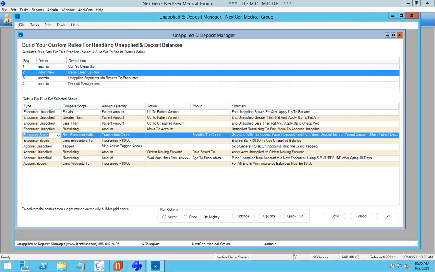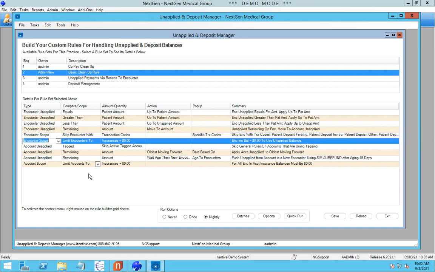But if we read this, encounter scope, skip encounter with certain transaction codes, again, this one is primarily just to avoid conflicts with our other rules. This next one, though, is even more important. This says, let's not process those encounters until the insurances are zero. So more succinctly, encounter scope, we're going to limit encounters to the ones where the insurances are zero, where they've been settled out, because in that case, you'll have a truer representation of the patient balance due.